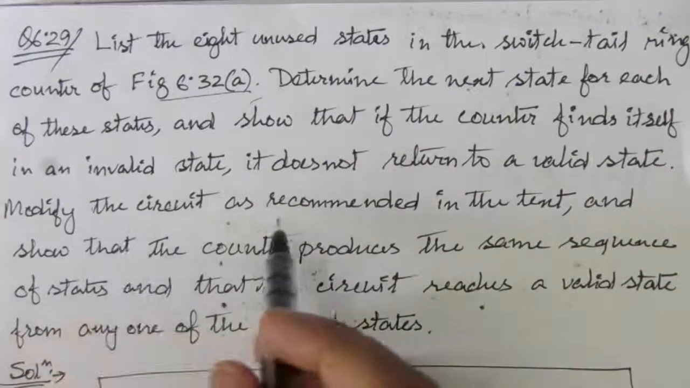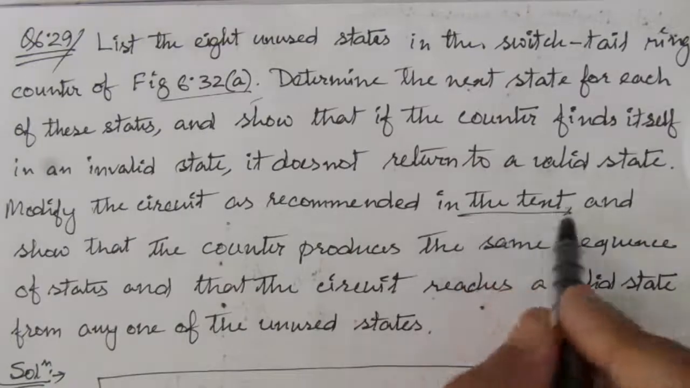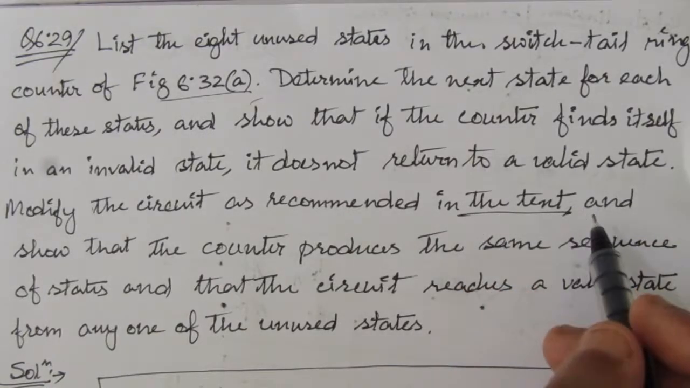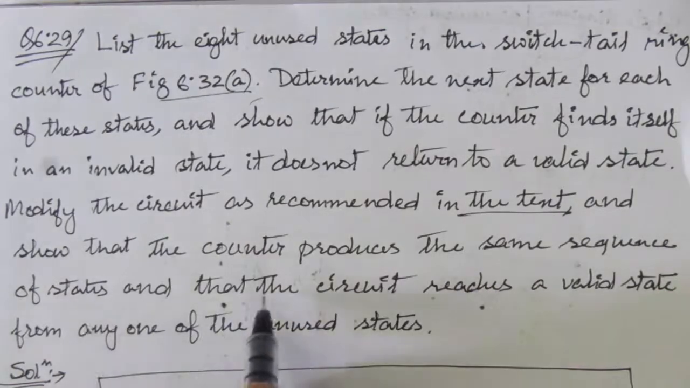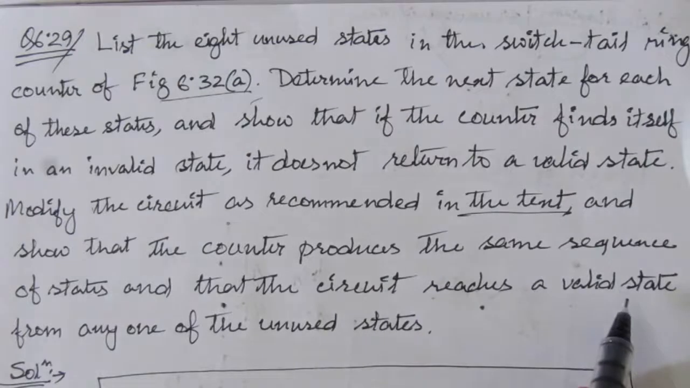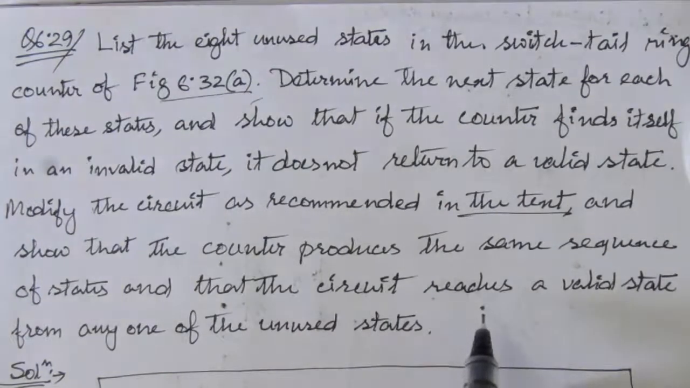We have to modify the circuit as recommended in the text. So in the book, you will find some modification for avoiding these unused state or invalid state conditions. And then show that the counter produces the same sequence of states, that the circuit reaches a valid state from any of the unused states. That means after modification, the circuit will attain a used state from any one of the unused states.